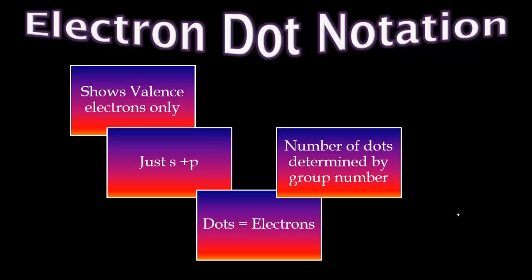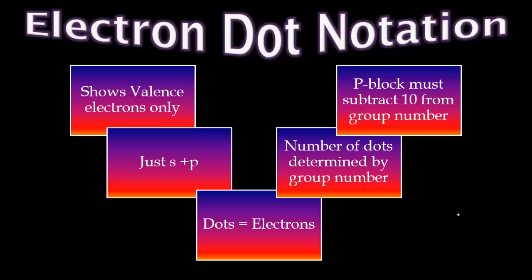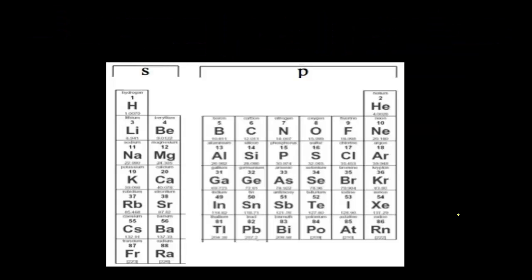Those in the P block start at group 13, group 14, group 15. So what we're going to do is subtract 10 from that group number. So we're going to take out those D elements and not count those electrons. So if we were looking at just the S and P and we were going to assign group numbers, we're going to have group 1, group 2, group 3, because we're going to minus 10, group 4, 5, 6, 7, and 8. So that's going to tell me how many electrons we have in the valence shell.